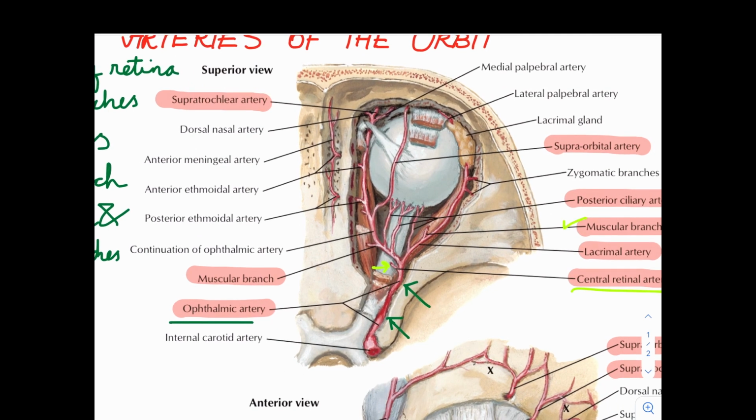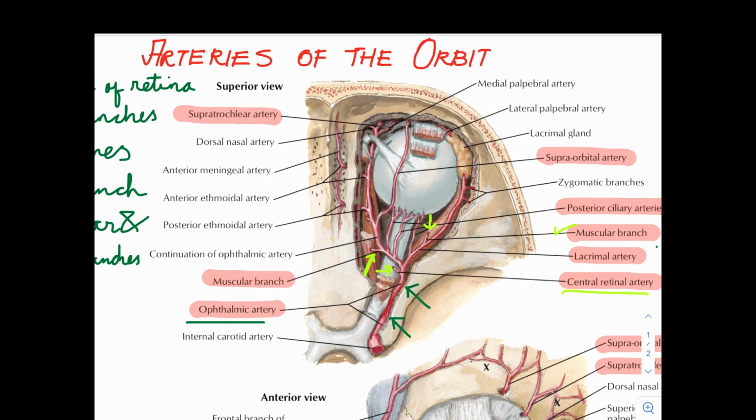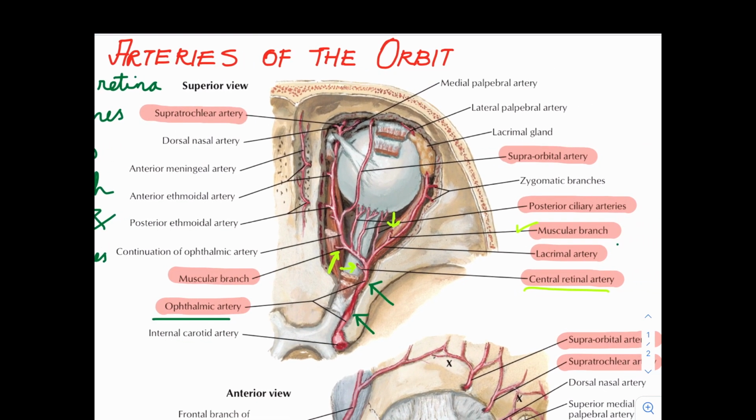Number 2, the muscular branches. These are the muscular branches. The muscular branches supply the muscles of the eyeball. Number 3, the ciliary arteries.